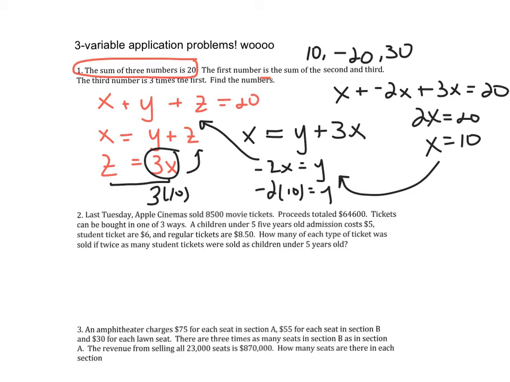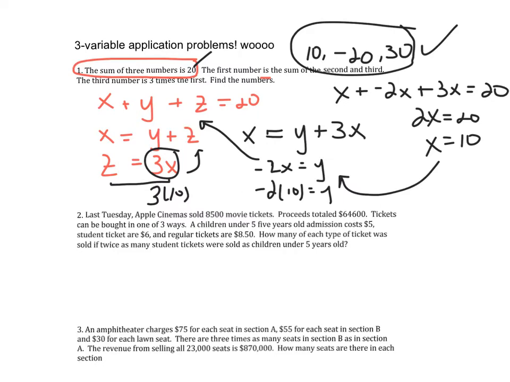And if you add all those up, it gives you 20. And the first number is the sum of the second and the third. And the third number is 3 times the first. So we're good to go. So you just check back in to make sure that your answer makes sense.